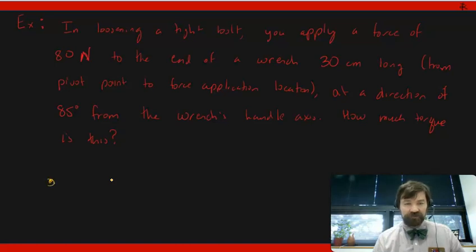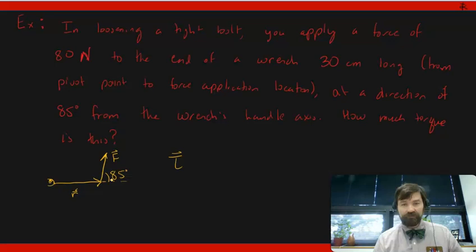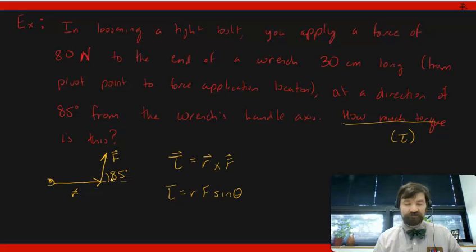You have your bolt here, your wrench is here, so this right here would represent R. You've applied F in this direction right here, and this right here represents your 85 degrees. So tau is R cross F. It asks how much torque, so that's simply the magnitude of tau. So tau is R F sine theta. Theta is actually going to be 85 degrees in this case.